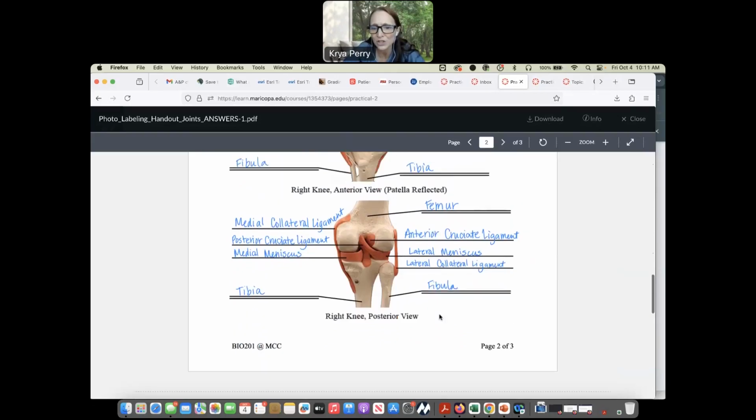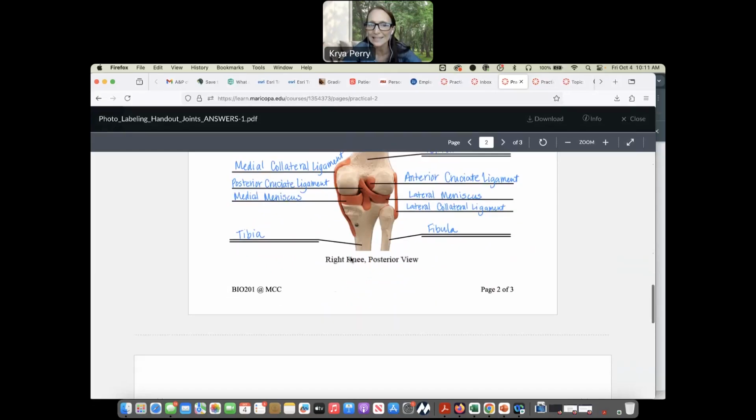So again, this is just a posterior view. So always orient yourself. Here's the fibula. So that's the lateral side. There's the lateral collateral ligament, lateral meniscus, tibia's here, medial collateral ligament, medial meniscus. So again, those are the easy ways to quickly orient yourself.